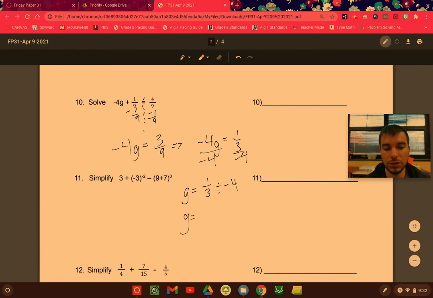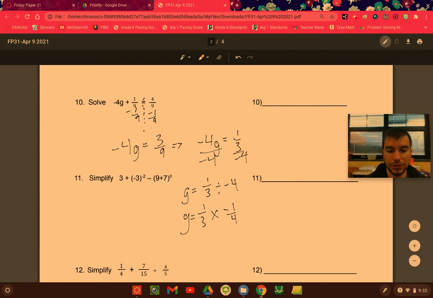So it's going to be g equal to 1/3. We keep it. Keep it, change it, flip it. Keep it, and we change the sign to multiply. And then we flip this. So remember, whenever we divide with fractions, we multiply by the reciprocal. So now that's still going to be negative, but now it's going to be 1/4.